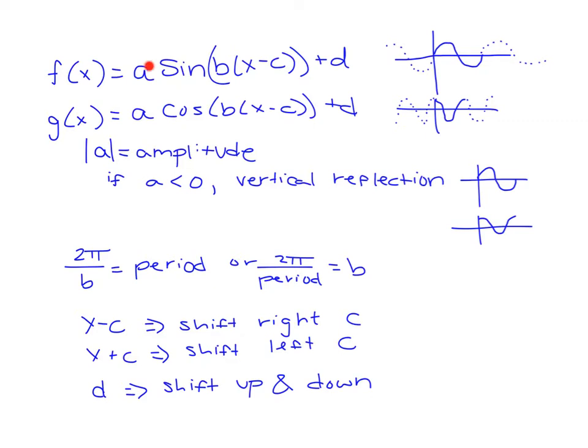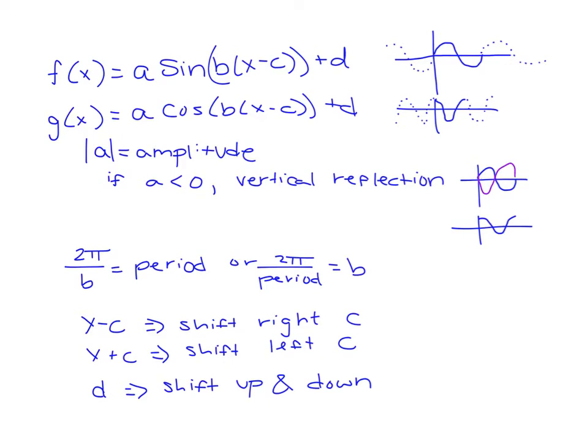Okay, so the main idea is this A that's on the outside. That's talking about your vertical stretch or compress, so that's affecting the amplitude, which is half the total distance from the top to the bottom. The other thing is that if that A value is negative, there's going to be a vertical reflection. So a graph that originally starts out looking like this, if it's reflected vertically, is going to look like this. It's going to go down first instead of up.